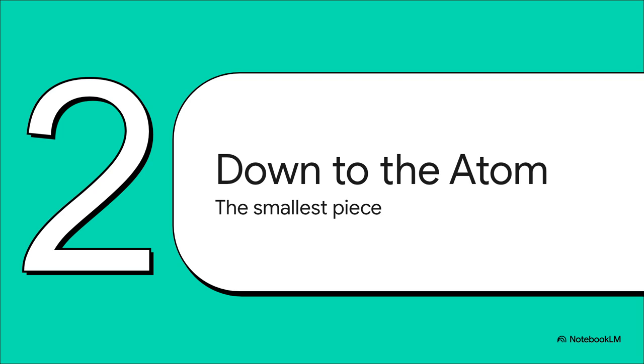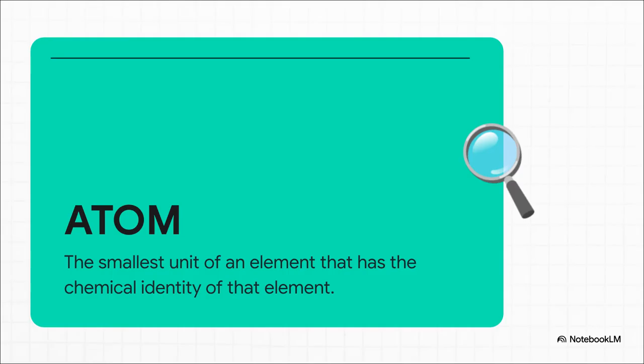Okay, so we've got our elements. But what gives each one its own unique personality? To figure that out, we have to zoom in again, all the way down to the smallest possible piece of an element. And here we are, at the atom. An atom is the tiniest possible unit that still has all the chemical properties of its element. A single atom of copper is what makes copper, well, copper. All of its unique traits are born right here at the atomic level.